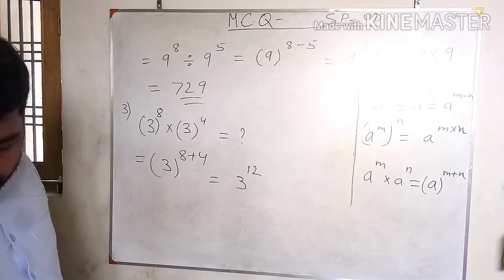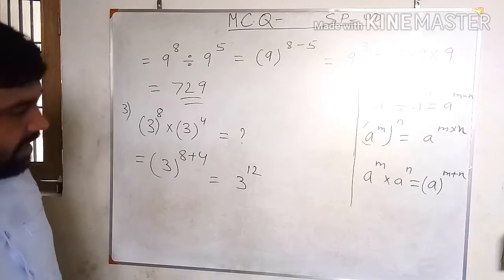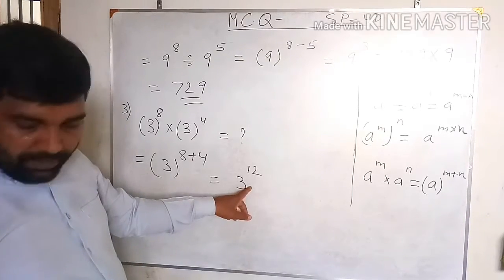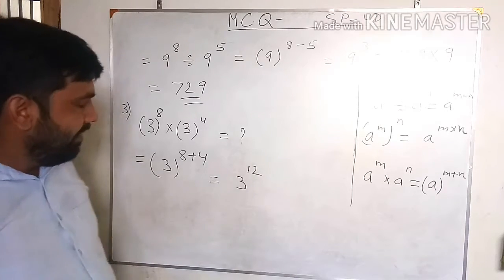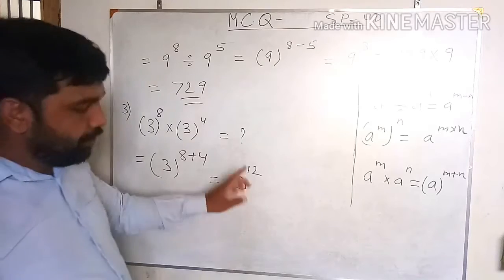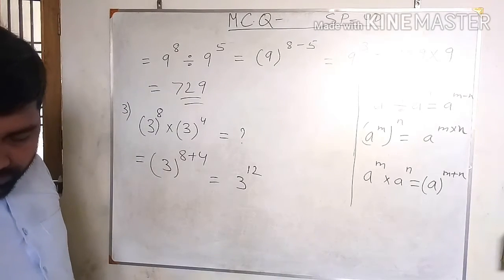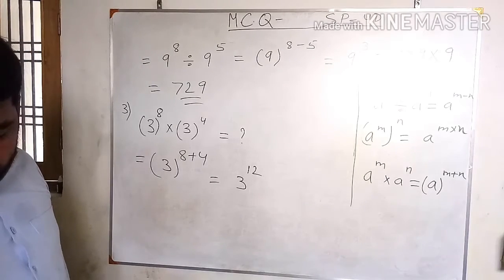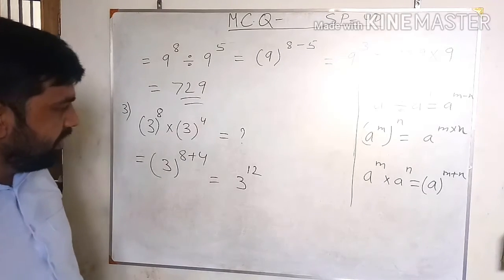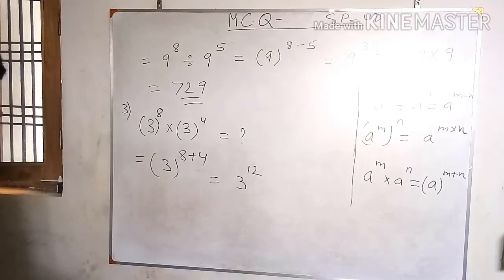Another way, 3 to the power 4 value you can take, and the value of 3 to the power 4 is 81, and 81 cube you will get. So that is also not in the options. So one is 729 square, so maybe that's the one. So we can take that form also.